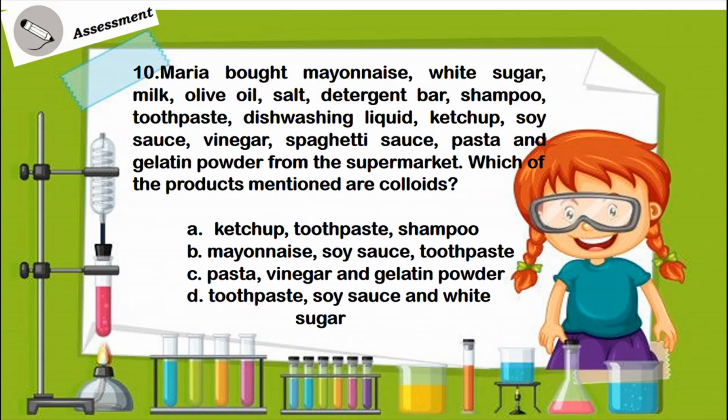Number 10. Maria bought mayonnaise, white sugar, milk, olive oil, salt, detergent bar, shampoo, toothpaste, dishwashing liquid, ketchup, soy sauce, vinegar, spaghetti sauce, pasta, and gelatin powder from the supermarket. Which of the product mentioned are colloids? Sa tanan na mga gipalit ni Maria sa supermarket, asa dito ang colloids? A. Ketchup, toothpaste, shampoo. B. Mayonnaise, soy sauce, toothpaste. C. Pasta, vinegar, and gelatin powder. D. Toothpaste, soy sauce, and white sugar. Answer for this is letter A. Ketchup, toothpaste, shampoo are all example of colloids.